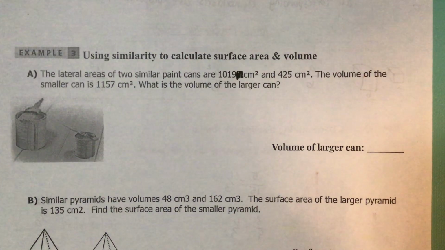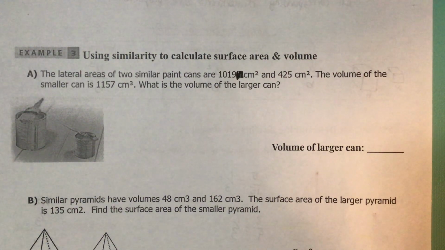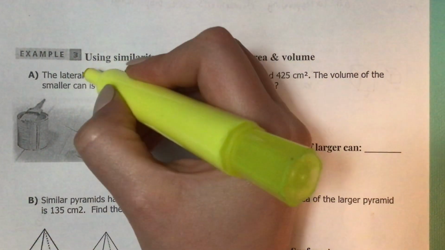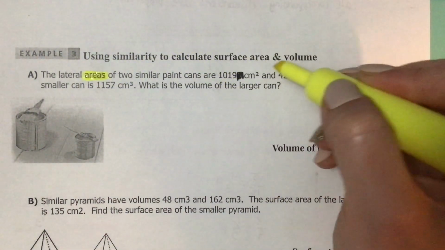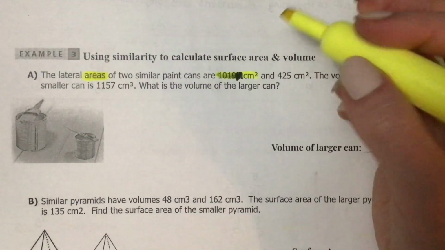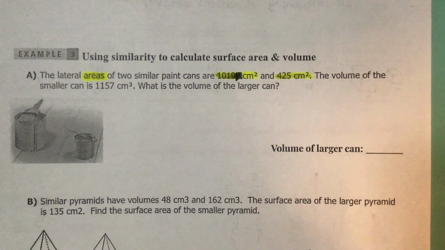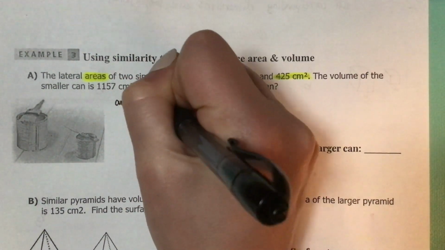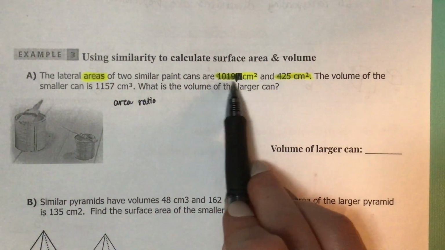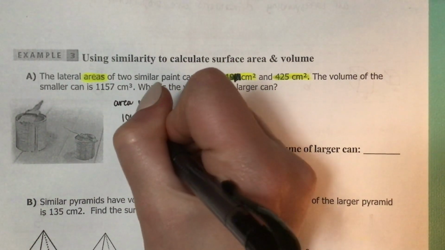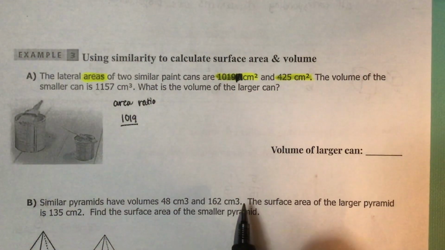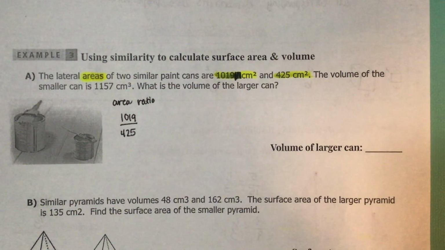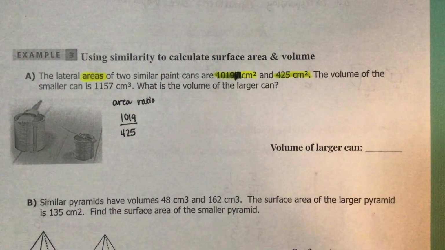Okay. Here's what we need to do. We need to know what we're starting with. So notice we are starting with areas, and we are given this value and this value for our areas. So our area ratio is going to be 1,019 over 425. As far as I'm aware, this does not reduce.